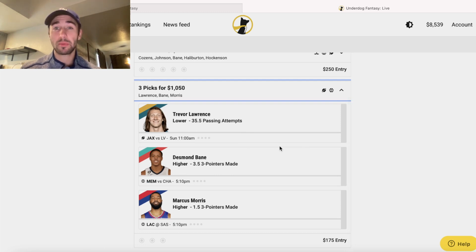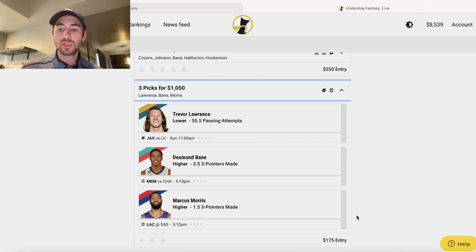Sportsbooks imply win probabilities through their odds. If a bet is really favored, minus 200, it's a 2-to-1 favorite, right? It's going to happen 66% of the time. If a fighter is minus 900, they're a 9-to-1 favorite. They're 90% to win, right?